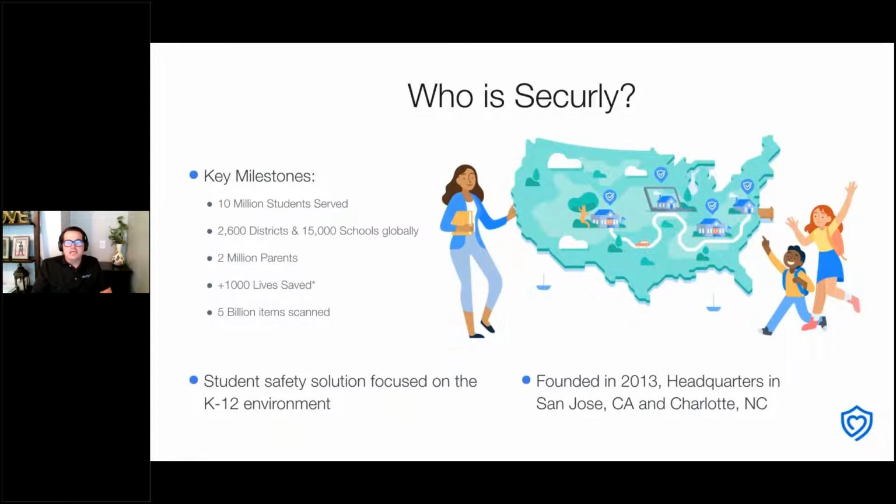So the point there is that it doesn't matter how big your district is or how small it is. Securely has a variety of solutions that are going to work for you in doing those things that we mentioned and we'll talk about today. We've also saved over 1,000 lives by allowing schools to get information early on students and be proactive and help provide resources to those students who are in need.